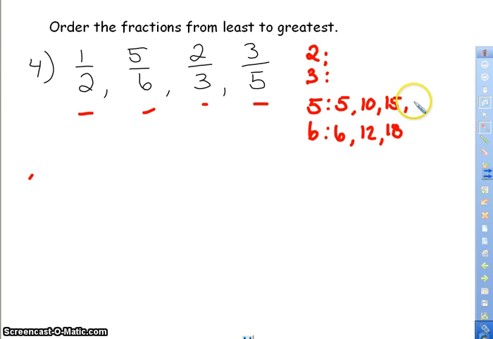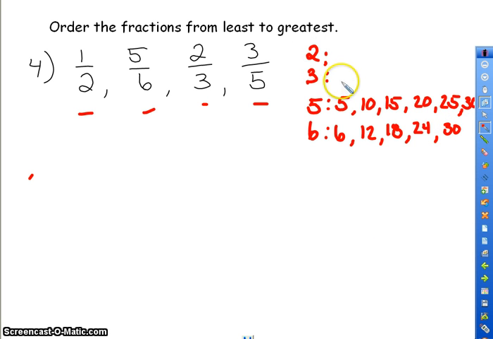5 times 4 is 20. 5 times 5 is 25. 5 times 6 is 30. 6 times 4 is 24. 6 times 5 is 30. So now I have a common multiple. We'll see if it works for the rest of them.